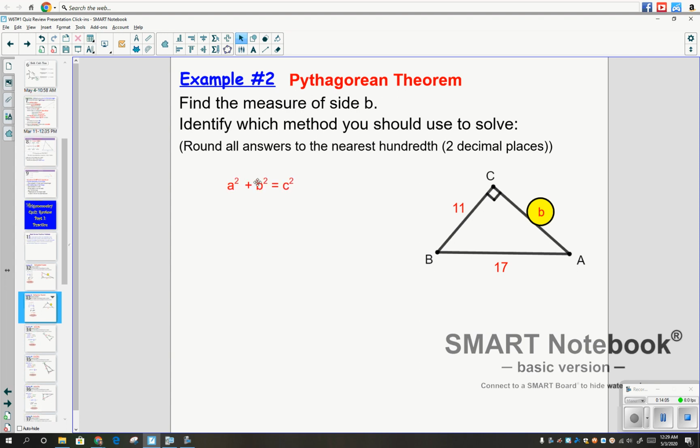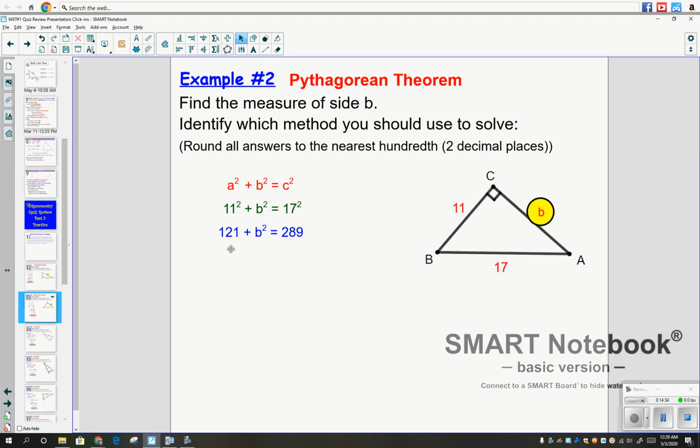A squared plus B squared equals C squared. Note, B, the side I want to find, is one of the legs. So C is going to be 17. I'll let 11 be A, so I get 11 squared plus B squared equals 17 squared. Square those numbers, 11 squared and 17 squared, I get 121 plus B squared equals 289.